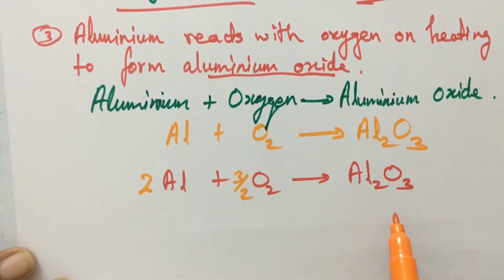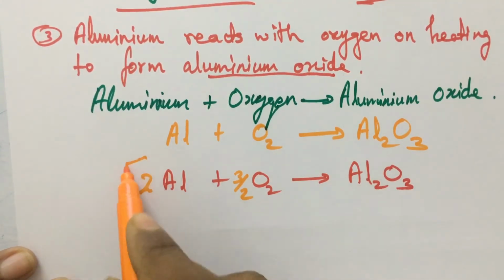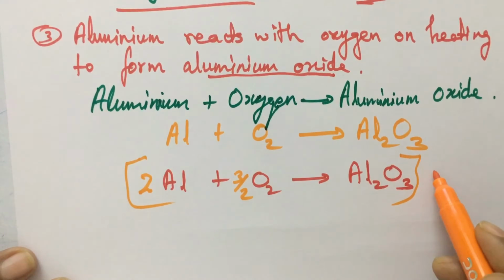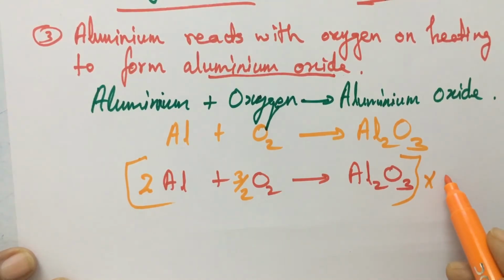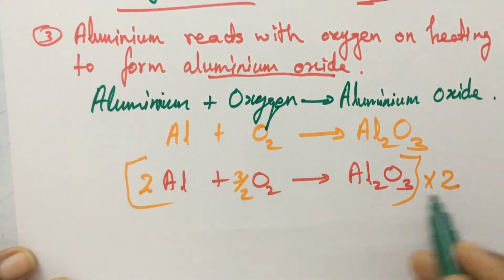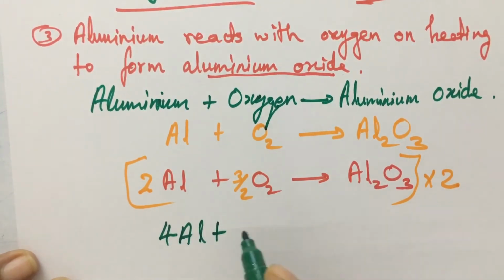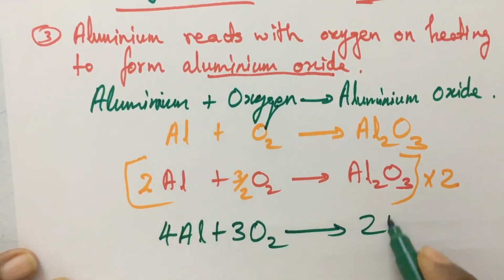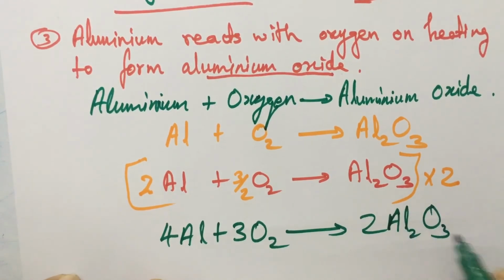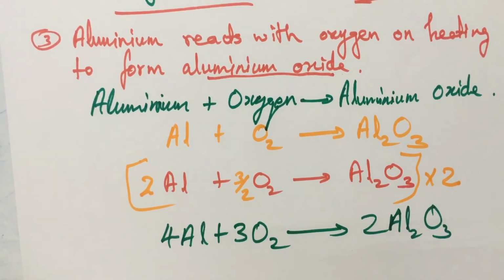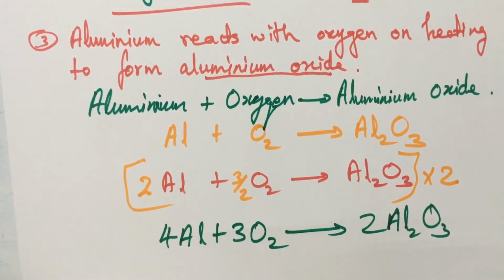Now in order to make all coefficients whole numbers, you multiply the entire equation by 2. So here comes 4Al. This 2 is common for all, so it comes 4Al plus 2 and 2 cancel, so we get 3O2 gives 2Al2O3. So the equation is balanced as there are 4 aluminium and 6 oxygen atoms on each side of the chemical equation. Okay children, I hope you understood this.